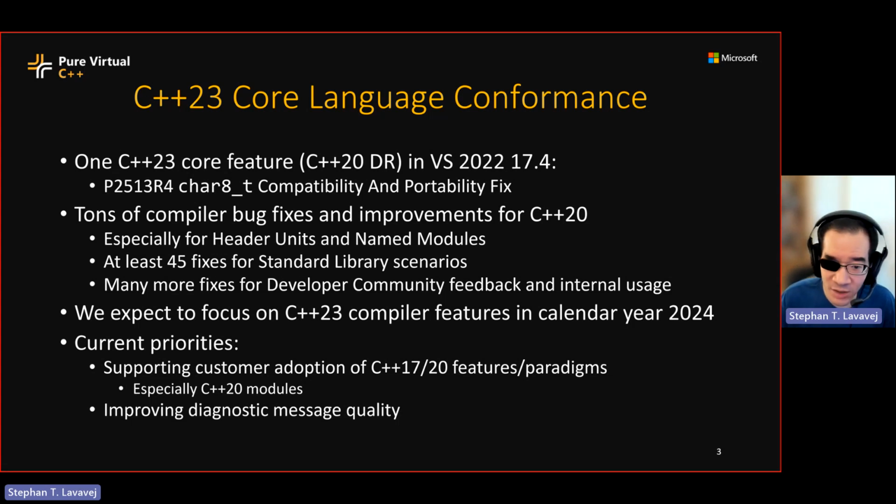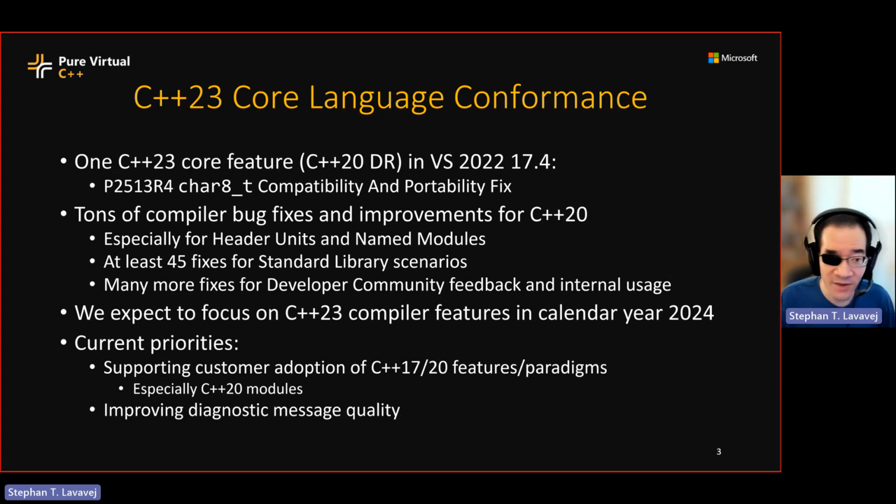So we expect to make more progress implementing the remaining C++23 compiler features in the next calendar year, that's 2024. Right now, our priorities are helping customers adopt all the features that we've released in C++17 and C++20, especially modules. Modules is going to be a decade-long migration effort. And we're also working on improving the diagnostic messages. So when you get compiler warnings and especially errors, they can often be extremely inscrutable, and we're trying to improve that. So that's where we are with the compiler.